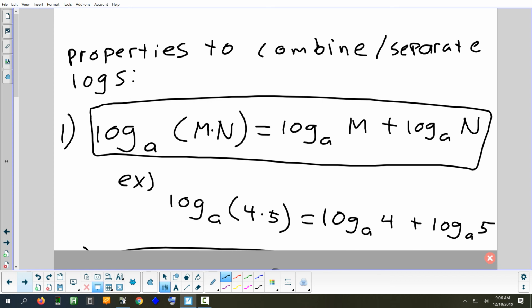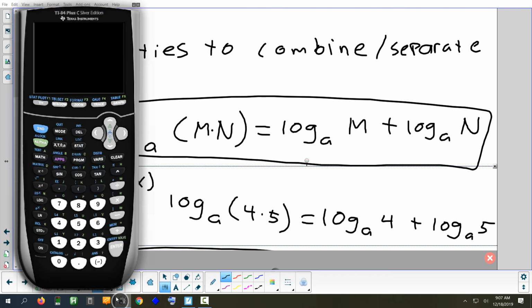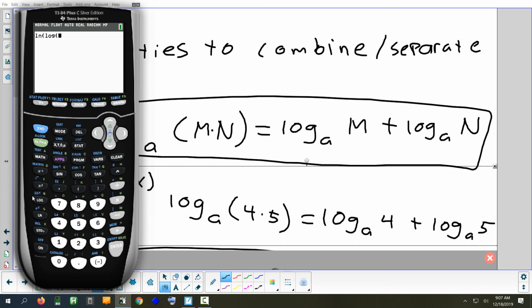So I'm not going to do this for every problem, but there's an example with actual numbers. The easiest way I can show you that that's true on a calculator is I'll do it with base 10, because I have a button for base 10 on the calculator. So if I type in log, and yeah, I could just do 20, but whatever. So log of 4 times 5. Now if I take log 4 plus log 5, I get exactly the same thing.